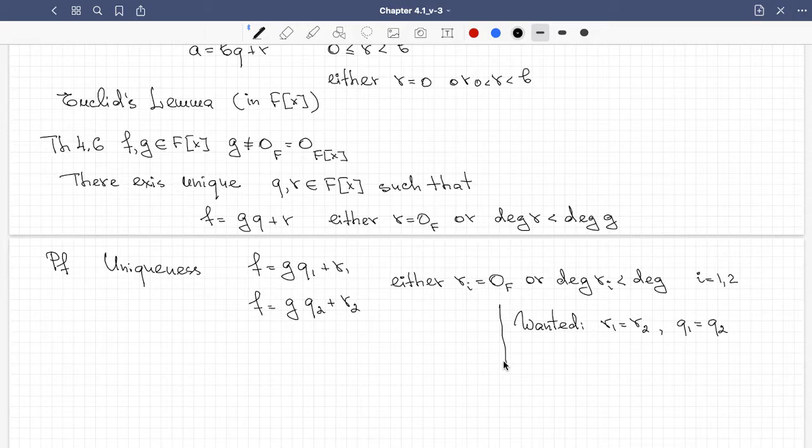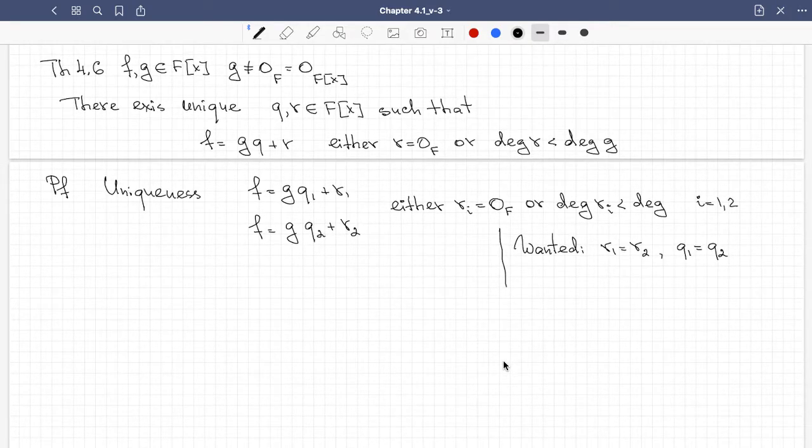We will need, for the proof, exercise 12 from the book, page 94. The exercise tells us that for any two polynomials, whatever they are, the degree of R1 plus or minus R2 is smaller or equal than the maximum of their degrees.